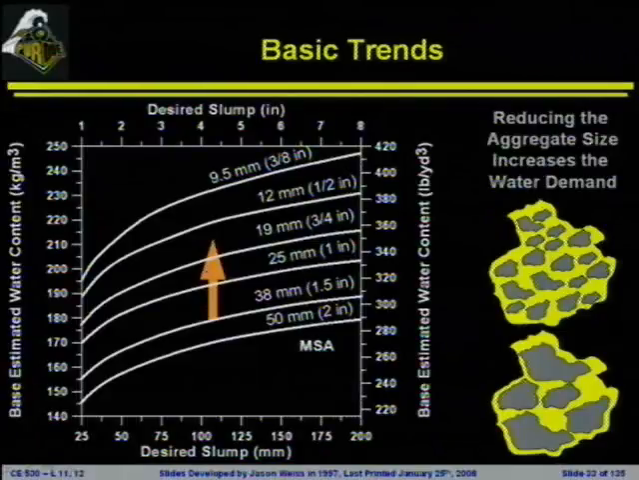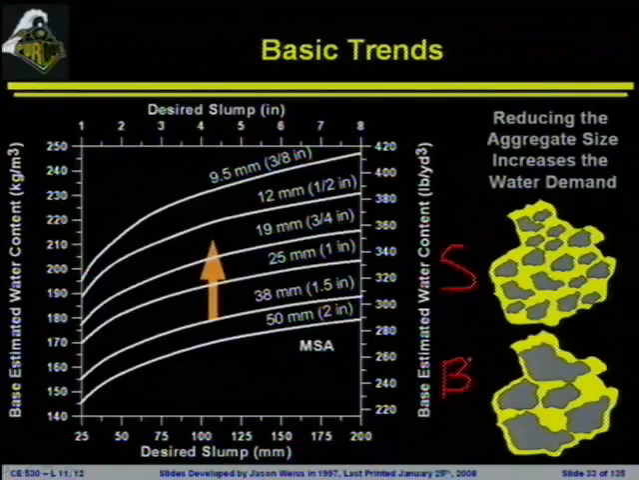So some of the basic trends that you will notice on this graph, again, it's the wonderful graph that relates the metric and the U.S. systems together. It is a fantastic graph because it gives us some of the basic fundamental information that we would expect. As we would move from big aggregates, and I will draw a big one down here, smaller aggregates on top. As we go from big aggregates to small aggregates, we would expect the water demand to increase. We have more surface area.